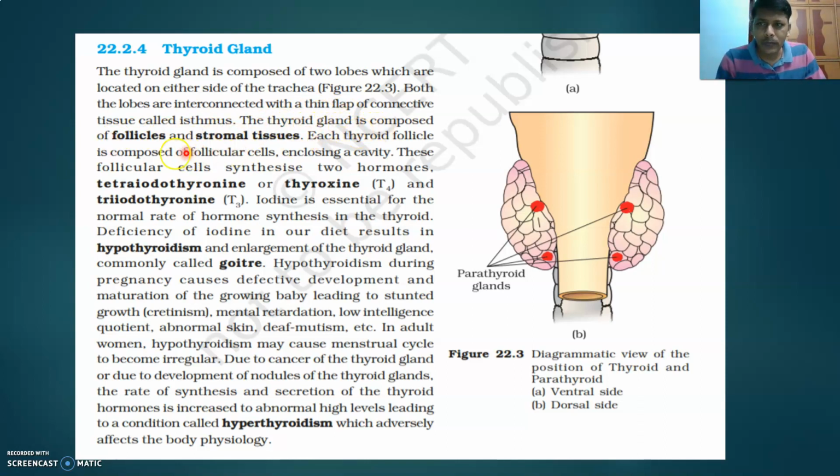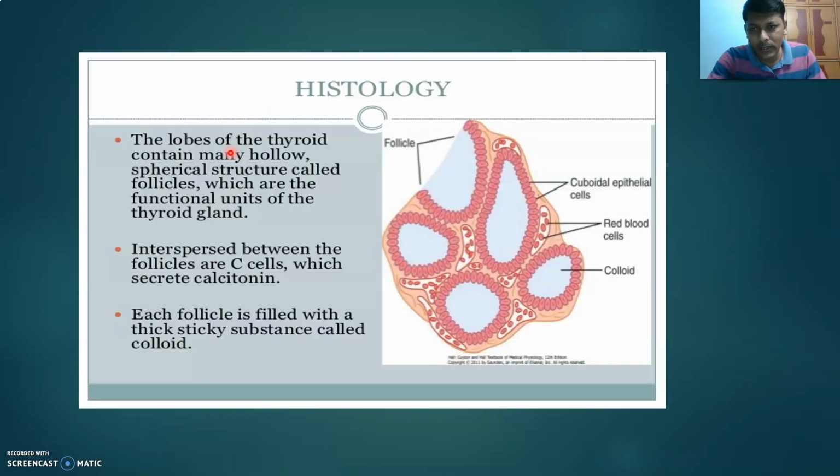The thyroid gland is composed of follicles and stromal tissues. You can observe here, these are the follicles, and this is the stromal tissue. How many lobes are there? Two lobes. The lobes of the thyroid contain hollow spherical structures called follicles. This is one follicle, this is one follicle.